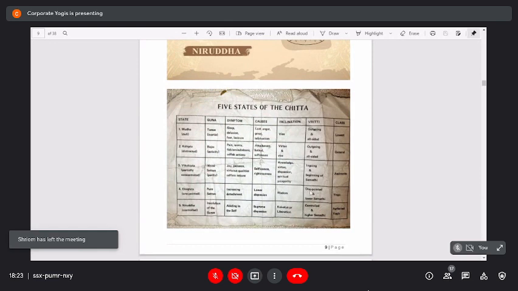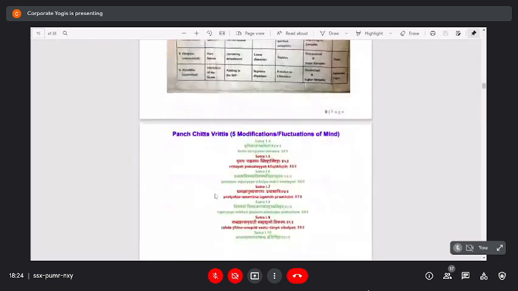I will not go into much detail, but at least remember the first column and second column. This is more important. The questions will come. Chitta is influenced by which guna, or Mudha is influenced by which guna. Tamas guna influences which state of the mind. Such kinds of questions will come. So you should understand this concept clearly. These first two columns are more important.